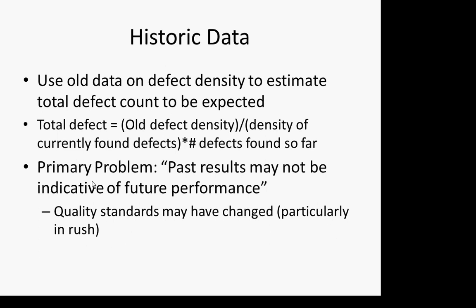Okay, so here we have some defect density we've found based on previous versions or what have you that we think is kind of typical of our team. And then we have some number we found thus far in this iteration, and we multiply that by the ratio to get the estimated number of defects. The primary problem with this is past results, as they say in the financial world, are not necessarily indicative of future performance. What could change, ladies and gentlemen? Why could this be off? What could change? Why might it be that this isn't too reliable?